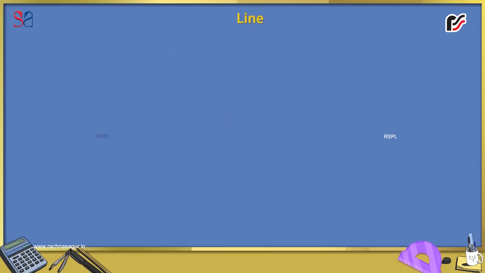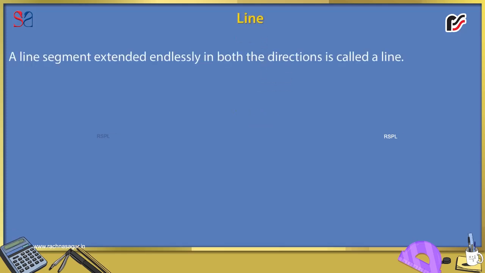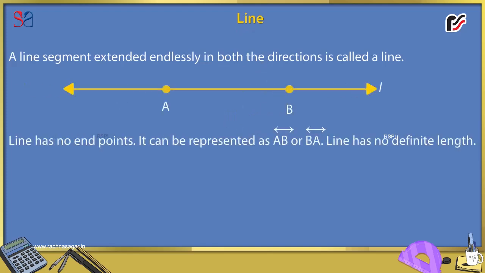Line. A line segment extended endlessly in both the directions is called a line. A line has no endpoints. It can be represented as AB or BA. A line has no definite length.